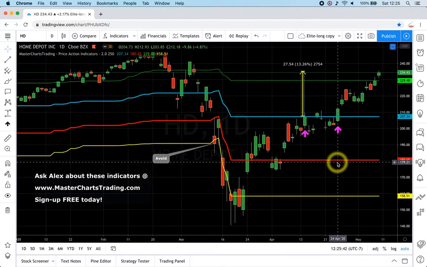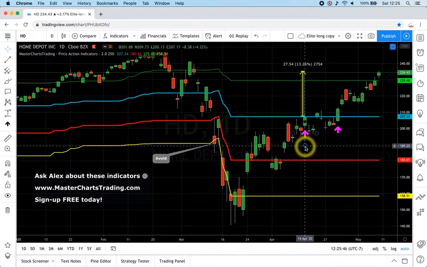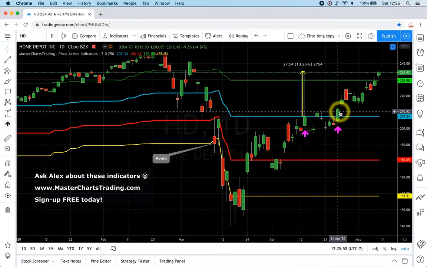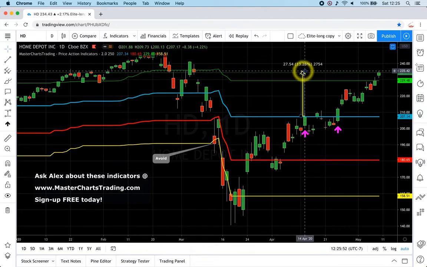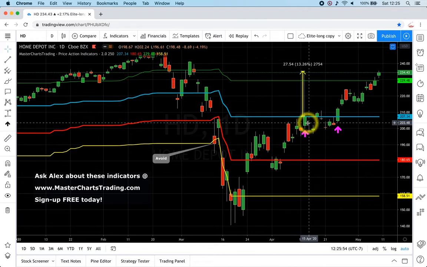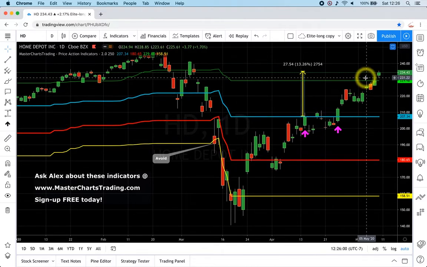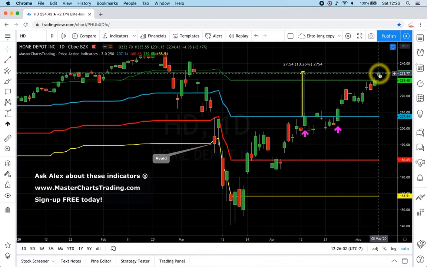I want to highlight a few recent trades. These are actual alerts again. Home Depot. Here's one on the 14th of April and another one on the 24th of April. Good for about a 13% gain. So this is pretty straightforward. This is the type of trades I normally do here at MasterCharts Trading. And the vast majority of the time, 70% or even higher, they work out and we make money. This is an important thing.